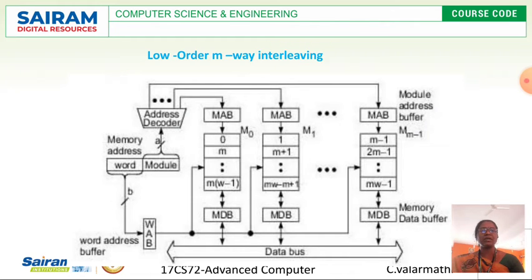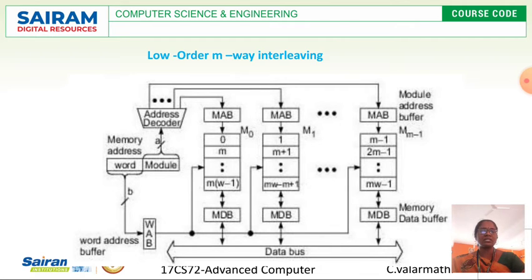We will see one diagram here. This is the detailed diagram explaining low order m-way interleaving. It starts from the memory address, which comprises two fields. The leftmost field is the module address field, and the rightmost field is the word address field. The LSB a bits representation is called the memory module address. It is given to the address decoder. After the address decoder, the memory is divided into n modules. If your main memory is divided into 8 modules, 8 parallel units are assigned.